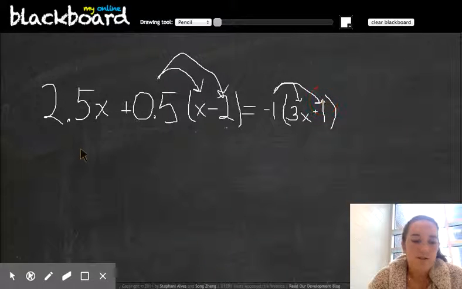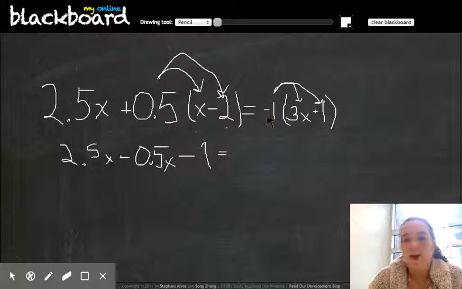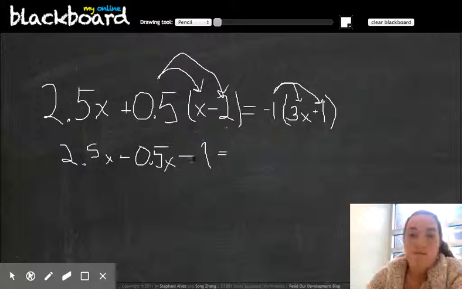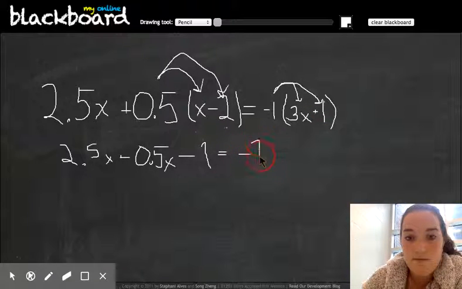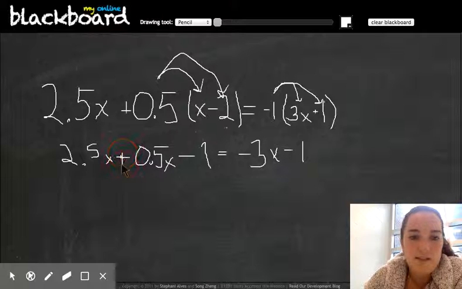All right, so if I distribute, I'm left with 2.5x, which stays the same, plus, and then I'm multiplying my 0.5x, or my 5/10 times x, so plus 5/10 x, keep my sign minus, and then 5/10 times 2, which is 1. And then on the other side, I'm multiplying negative 1 times 3x, which is negative 3x, minus 1.